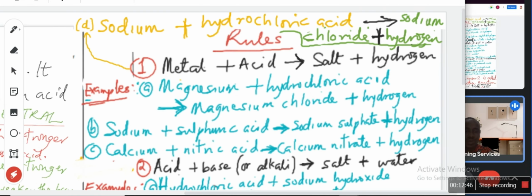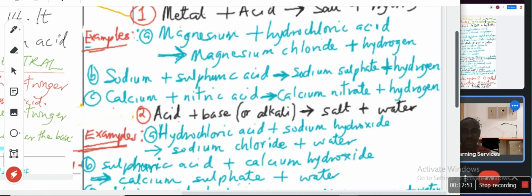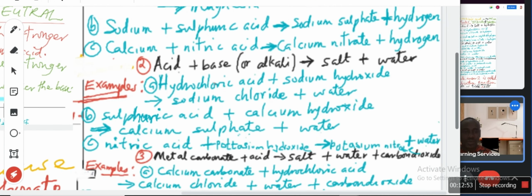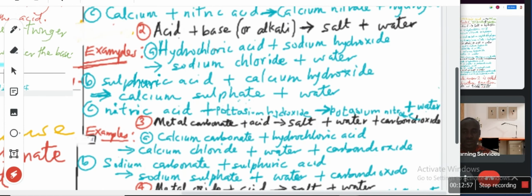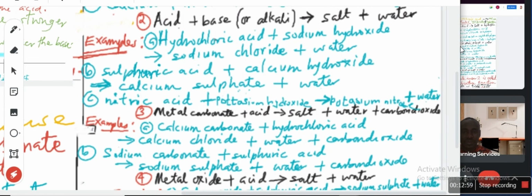Let's look at rule number 2. Read rule number 2. Acid plus base or alkali equals salt plus water. Acid plus base or alkali gives salt plus water. Now let's look at some of the examples. Read out example A.